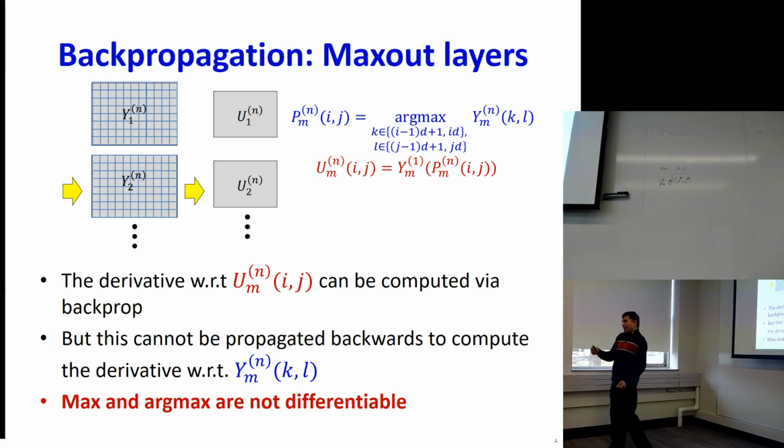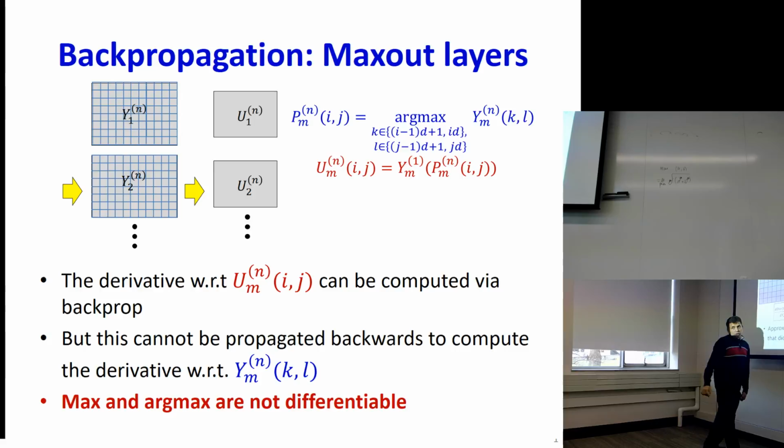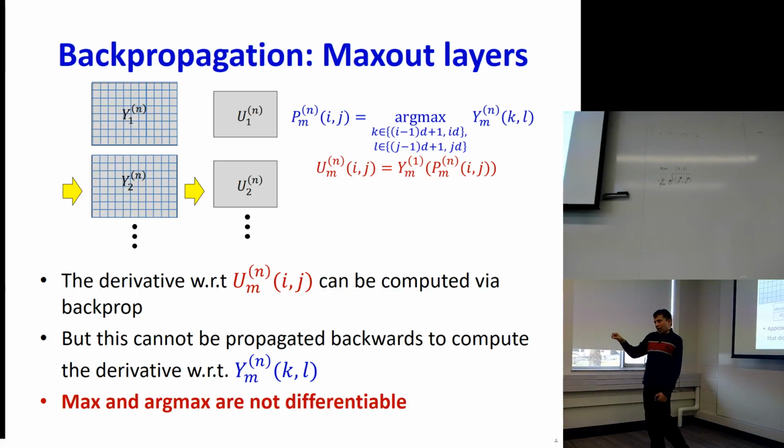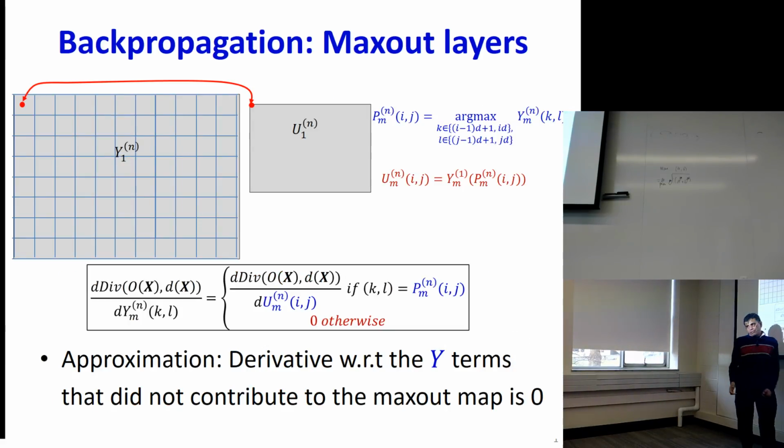So if you're doing a max out, the max out itself is a fixed filter. There's nothing to learn. The problem here is that max and argmax are not differentiable, right? So what we will do is come up with an approximation. We're going to say that the derivative of the divergence with respect to the input to any max out filter is going to be simply the derivative of the divergence with respect to the output if that pixel has been selected as the largest value. For the rest, you're going to assume that it's 0, right?